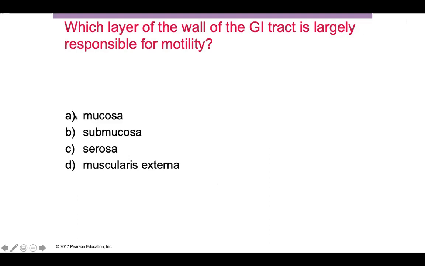There is a thinner layer that helps with motility that is in the mucosa. That is more for the motility of the lumen, so just the internal aspect of the tract itself. And so when you think about what's largely responsible for motility, it's definitely going to be the thicker layer, the outer thicker layer of muscle, which is the muscularis externa.